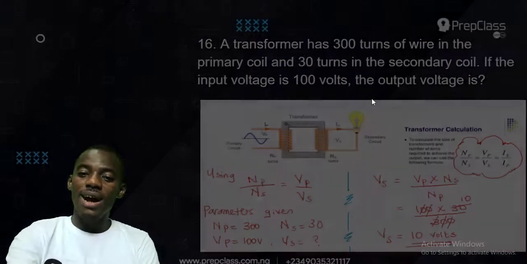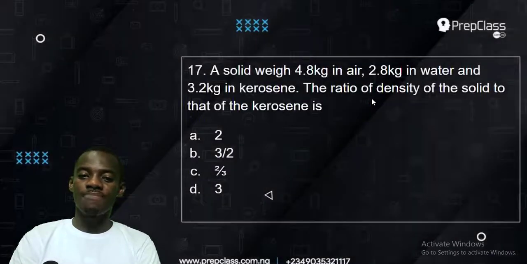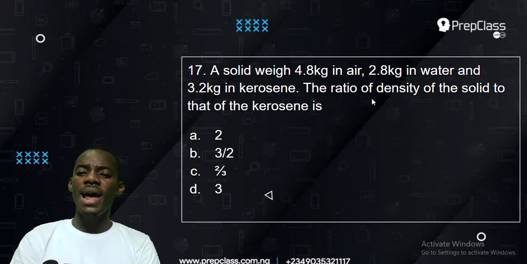Okay, so let's check out number 17. A solid weighs 4.8 kilogram in air, 2.8 kilogram in water, and 3.2 kilogram in kerosene. The ratio of density of the solid to that of the kerosene is what?